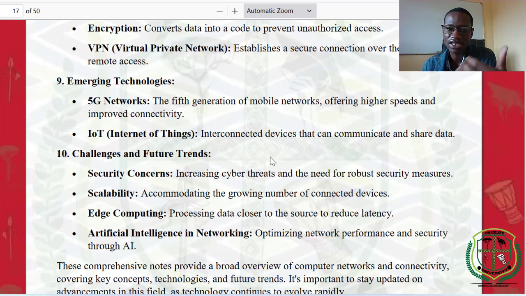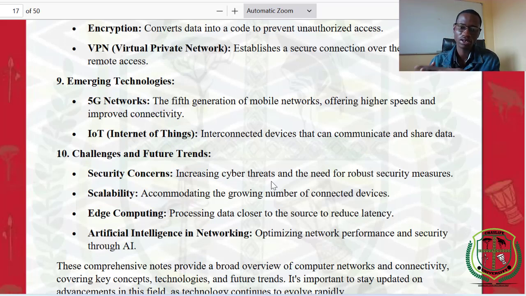Then, what are some of the challenges and future trends? One, we've got security concerns. There is a very high increase in cyber threats and a need for robust security measures. In as much as knowledge is increasing and people's skills are advancing, there is a cyber concern.